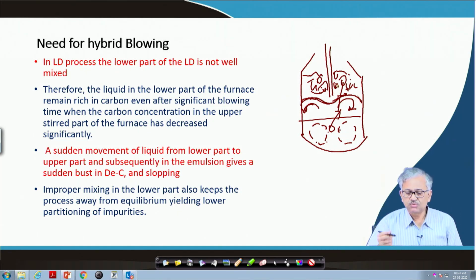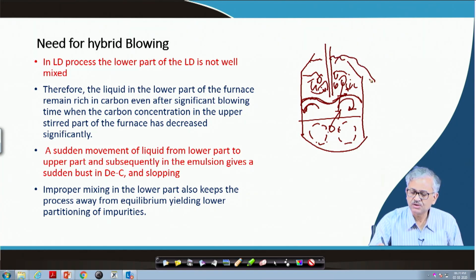And if it happens, what will happen? The height of the foam and the emulsion can increase, and then it can also come down.